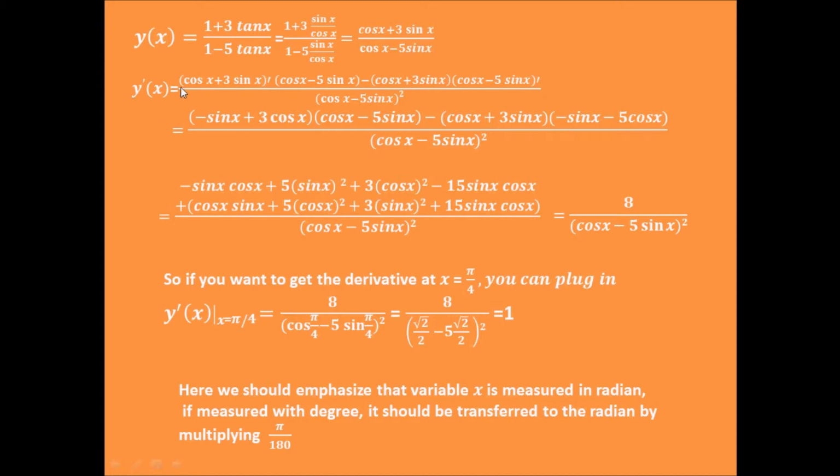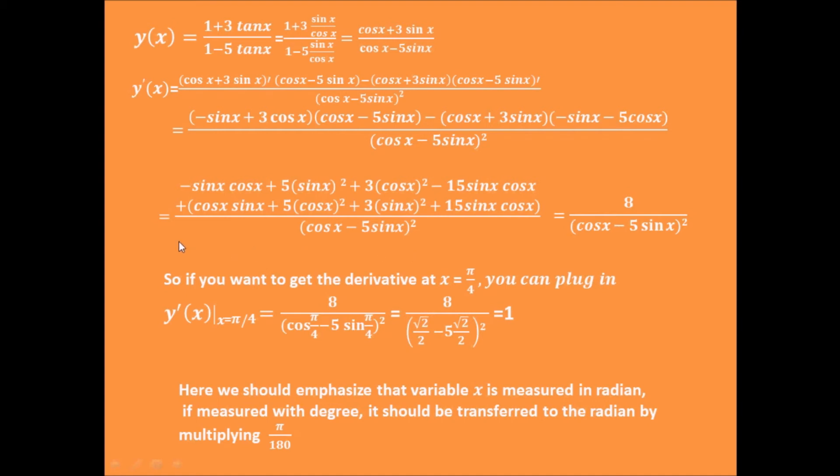So we can get the derivative of the function equals cosine x plus 3 times sin x derivative times cosine x minus 5 sin x minus cosine x plus 3 times sin x times cosine x minus 5 times sin x derivative divided by cosine x minus 5 sin x squared. Now we just replace cosine x derivative with minus sin x and the sin x derivative with cosine x. So after some arrangement, we can get the derivative for this function equals 8 divided by cosine x minus 5 times sin x squared. So we get the same results as the previous one.